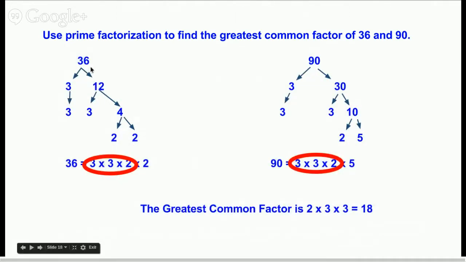So I found 36 is equal to 3 times 3 times 2 times 2. All right, and then 90 was equal to 3 times 3 times 2 times 5. So one number is different there, so this is our greatest common factor, 3 times 3 times 2, 18.